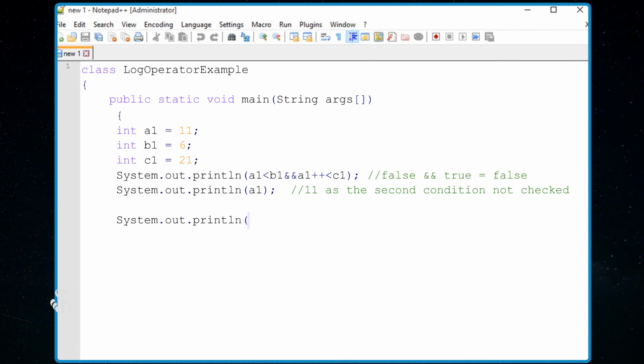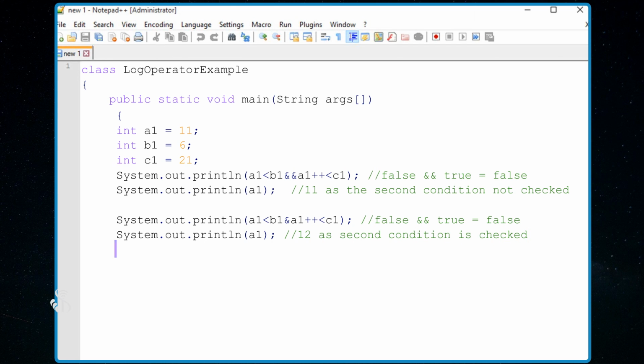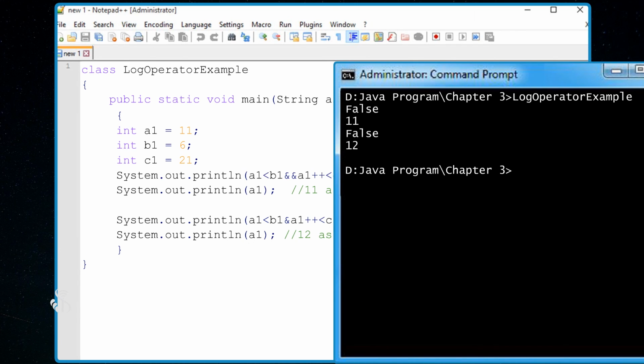system.out.println, open bracket a1 less than b1 and a1 plus plus less than c1, semicolon, double slash false and true is equal to false, system.out.println, open bracket a1 close bracket semicolon, double slash 12 as second condition is checked, close curly bracket, close curly bracket. And the output is, similarly, the operation gives results for the OR operator.